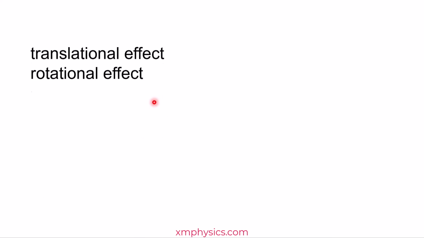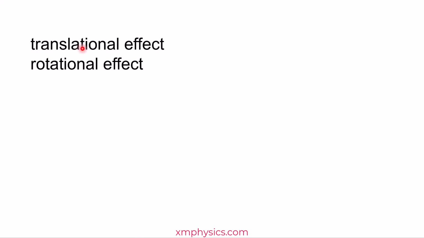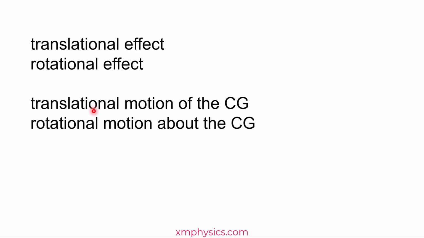So what does this motion tell us? Firstly, a force can have a translational effect and a rotational effect at the same time. And because of this, it might be a good idea to split the motion into two components. The first component is a translational motion of the CG of the object. The second component will be a rotational motion about the object's own CG.